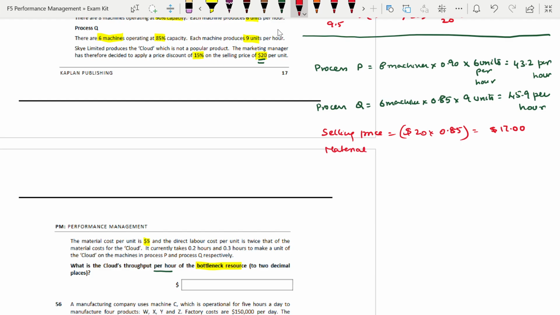Material cost. Material cost is 5. Now, if you take the selling price minus material cost, it comes to how much? 12. This is the throughput per unit.